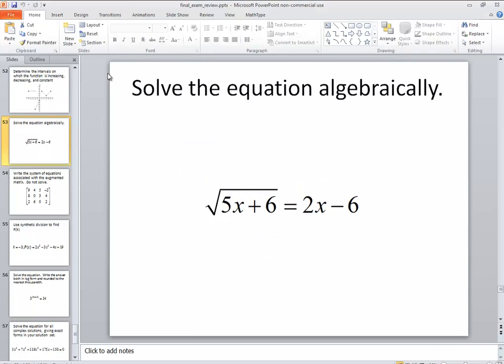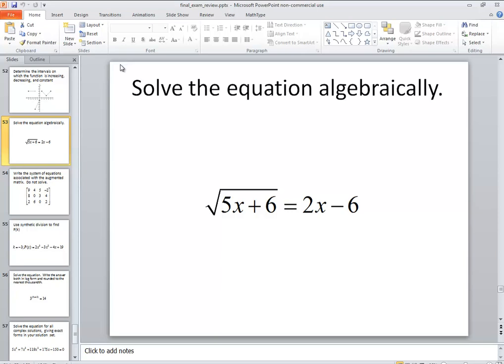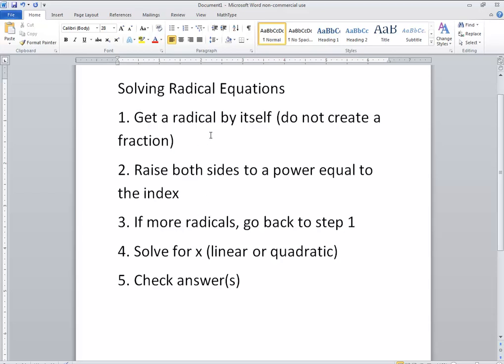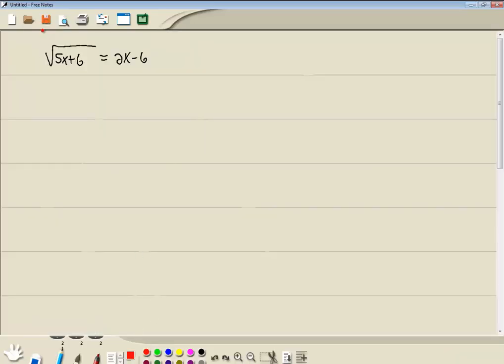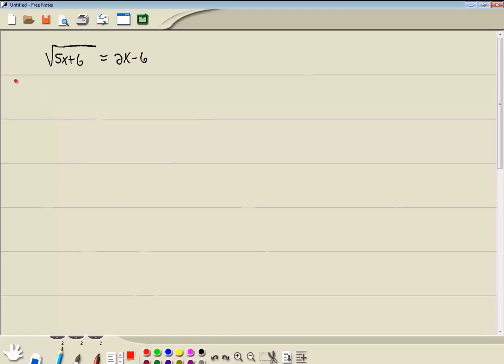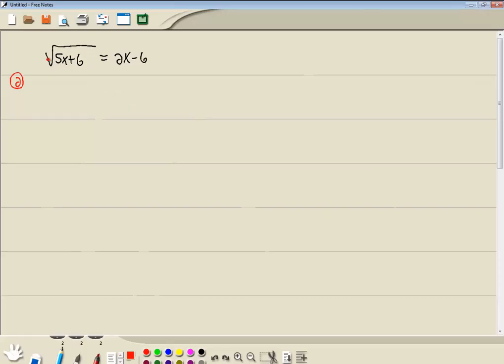Okay, so let's take a look at this problem here. I got square root of 5x plus 6 equals 2x minus 6. Step 1, get a radical by itself. Well, we got a radical by itself on this side. There's nothing in front of it, nothing after it. We just got square root of 5x plus 6. Step 2, raise both sides to a power equal to the index. Well, this is a square root, so the index, the number in the slot, is by default 2. So we're going to square both sides.